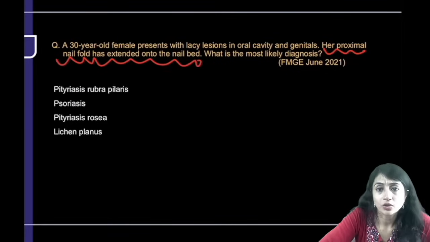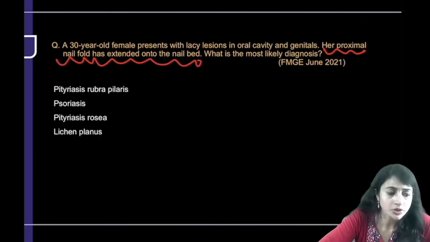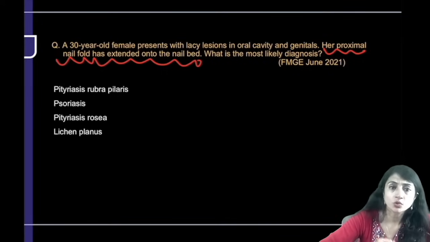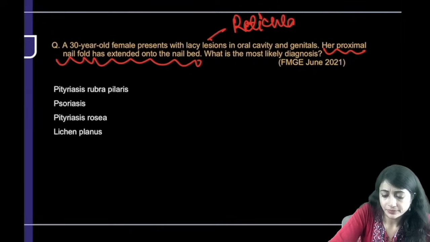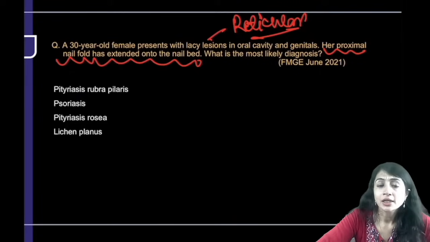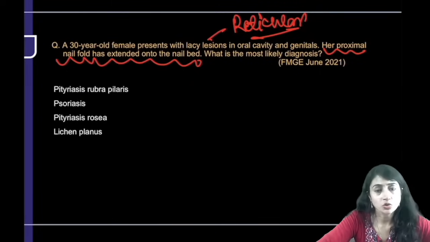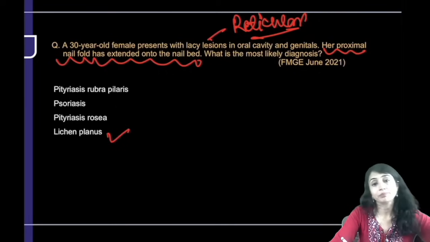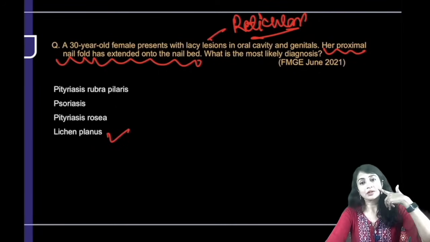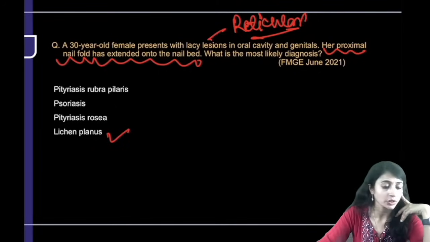What is this sign called, and what is this condition? Lacy lesions in the oral cavity, that means reticular pattern in the oral cavity, and proximal nail fold extending to the nail bed. You are all right. Yes, the answer here is lichen planus, because lichen planus presents with reticular pattern of oral mucosal involvement.